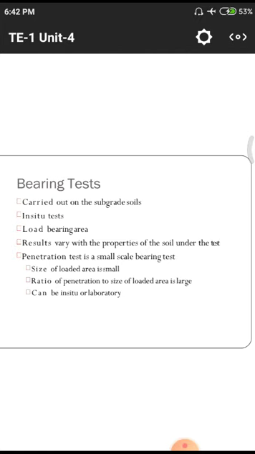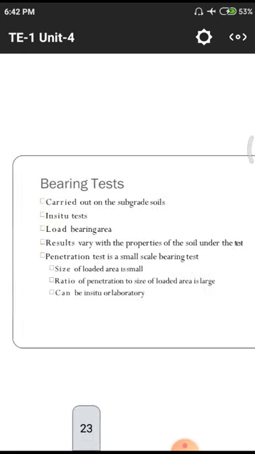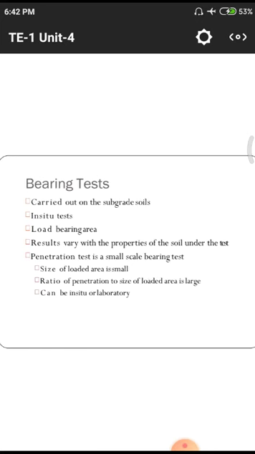Next one, the penetration test is a small scale version of a bearing test, so we need to observe the penetration test. That is the first one we are having, this is the shear test, after that the bearing test. Next, the third one is the penetration test. In this particular penetration test, the size of the load area is very small and the ratio of penetration to size of loaded area is large. It can be in situ or laboratory. That means the first test was conducted in the laboratory, the second bearing test should be conducted on sites only. But in case of the third, penetration test, we need to conduct both in situ or laboratory.